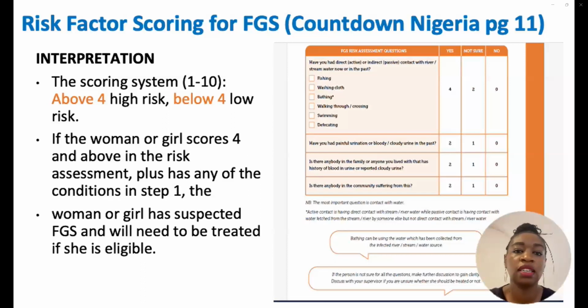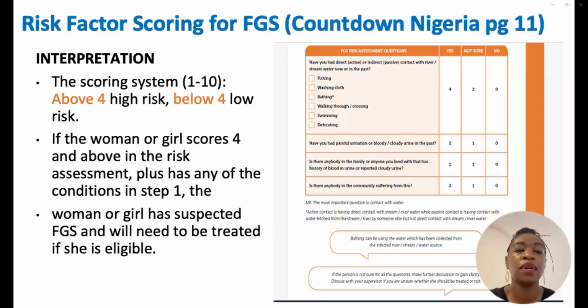As well as the next thing would be to ask if there's anyone in the family. Remember, we are going to use this person as a satellite to tell us whether the rest of the family members or the community could be at risk. So the next step after the self, we go to the family members. Does anyone have any of these symptoms in urine? And then lastly, is there anybody in the community who they know that is suffering from this?